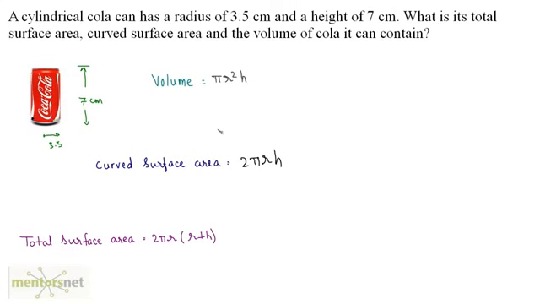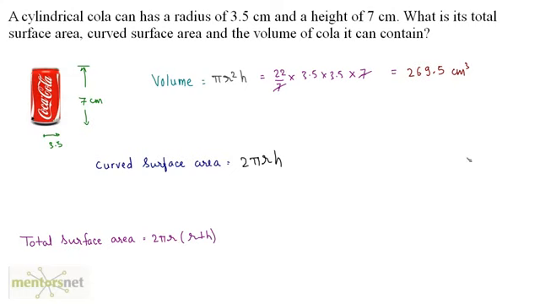Okay, so let's first calculate the volume. That's pi r square h, right? So this will be 22 by 7 times 3.5 times 3.5 times 7, right? So this 7 and this 7 get cancelled out. We have 22 times 3.5 times 3.5, and that will give you 269.5 centimeter cube. So this much cola this tin can contain.